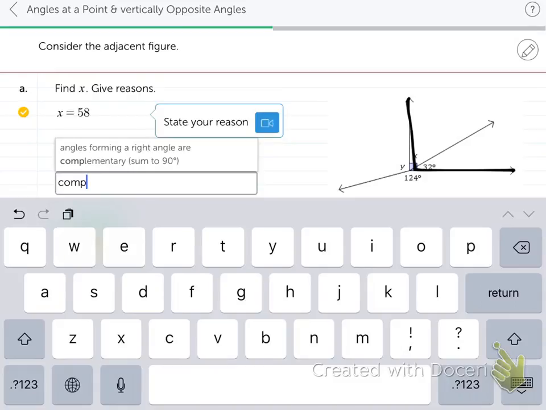Now, if you just type in complementary angles and hit check, your answer is going to be wrong. But notice how I typed in COMP for the start of complementary, and the only choice left was angles forming a right angle are complementary, sum to 90, in other words, add up to 90. And that's the reason. So I would click on that, and once I click on it, it would give me the verification that I got it correct.